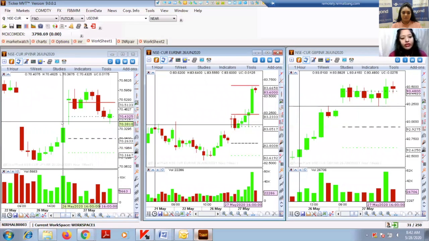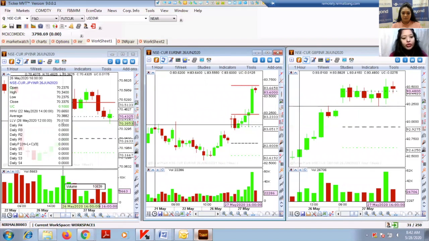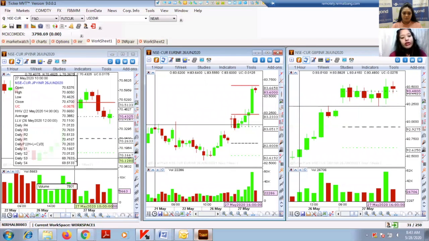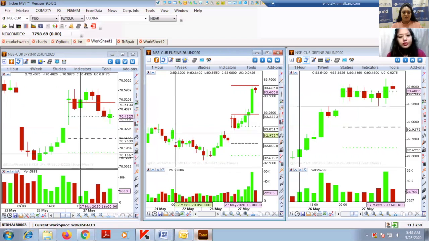So any 70.50, 70.40 will be a good level. 70.30 breakdown will be a good level for the pair to go short. So short JPY INR below 70.30 for the target of 69.70 with a stop loss of 70.50. Right, those are interesting strategies.